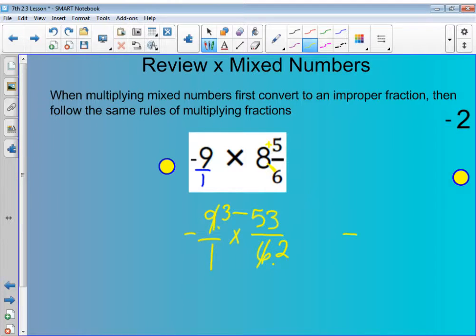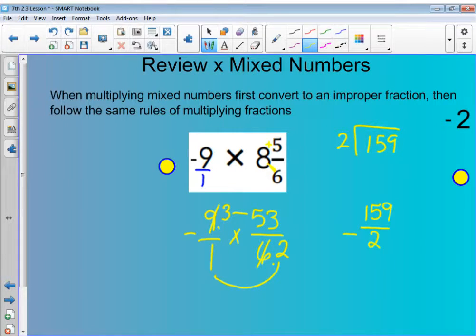So now we're going to multiply straight across. So 3 times 53, well, 3 times 50 is 150. And then 3 times 3 is 9. So 159 over 1 times 2 is 2. So improper, it would be 159 over 2. As a mixed number, that one's kind of hard to do in my head, but I could do some kind of mental calculation. That's really close to 160. If I did 160 divided by 2, it would give me 80, and it's not quite that.